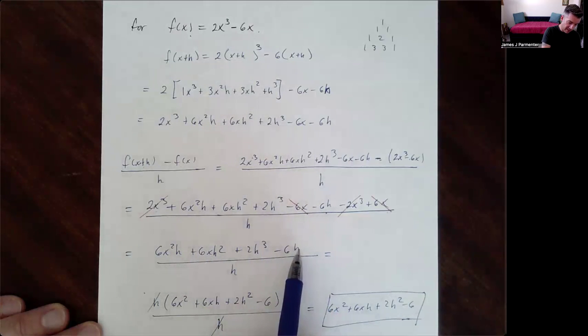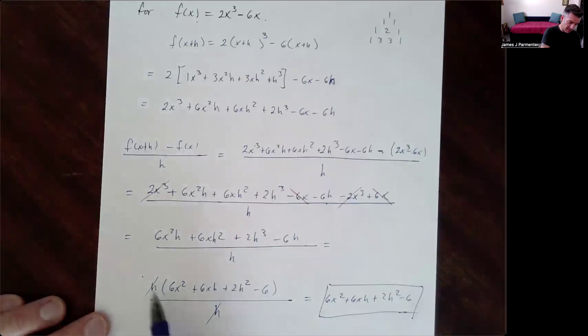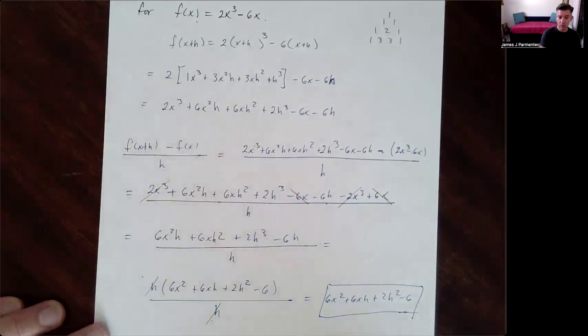Then we can factor out an h from everything else that's left in the top, and then that h you factored out divided by the h in the denominator is just 1, and then you're left with just whatever was in that parentheses there. That's the usual process.